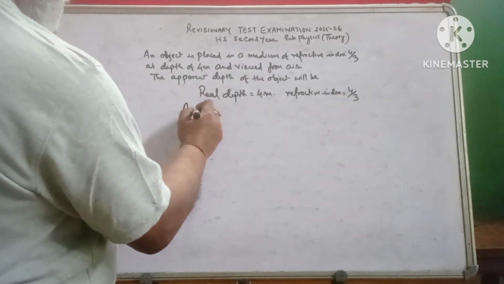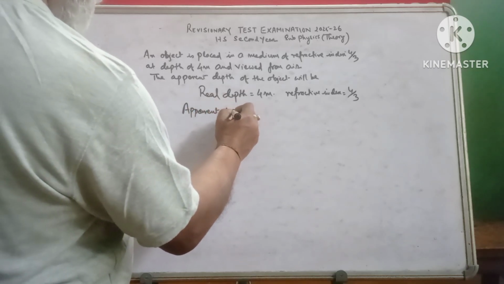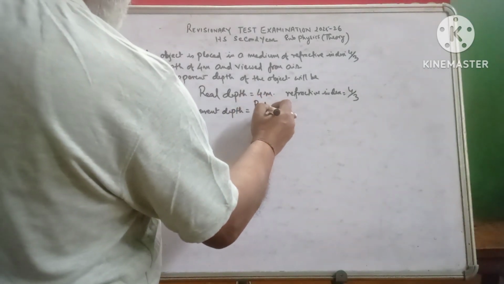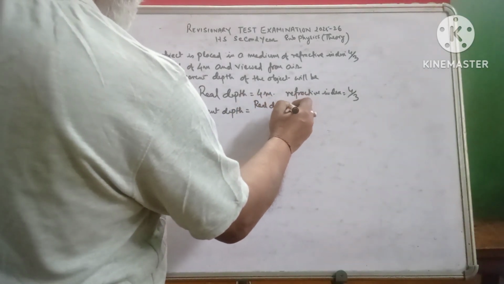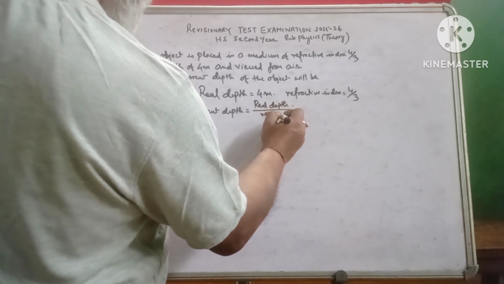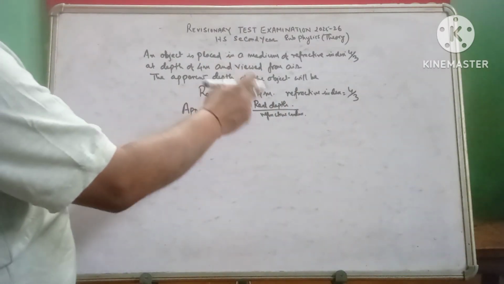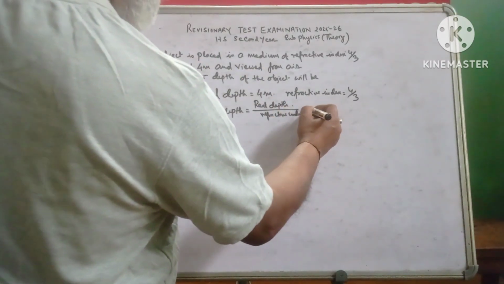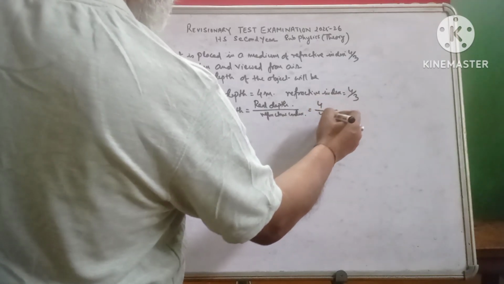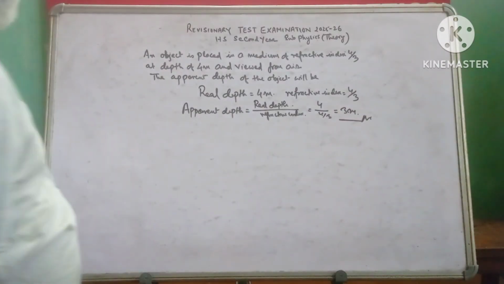The formula for apparent depth is equal to real depth divided by the refractive index of the medium. So your real depth is 4 divided by 4 by 3. So this will be 3 meter. This is your apparent depth.